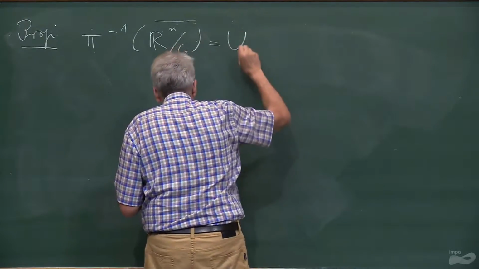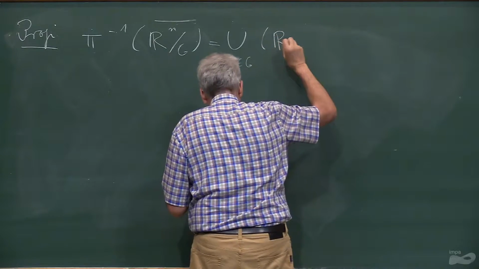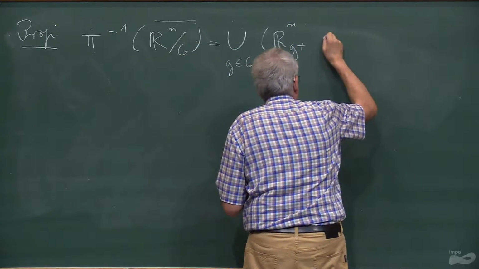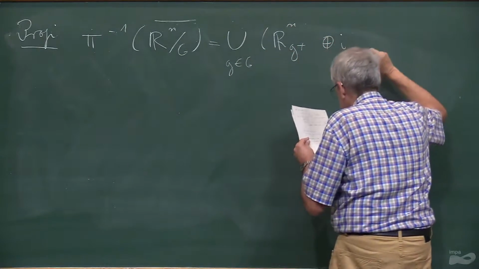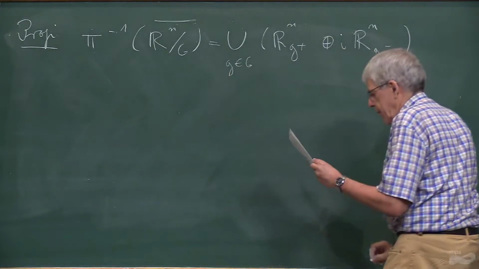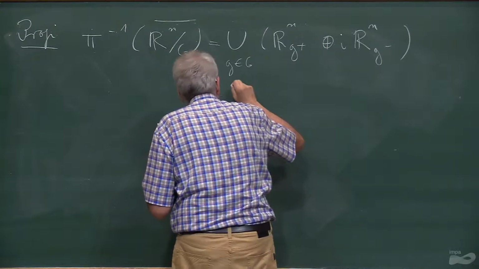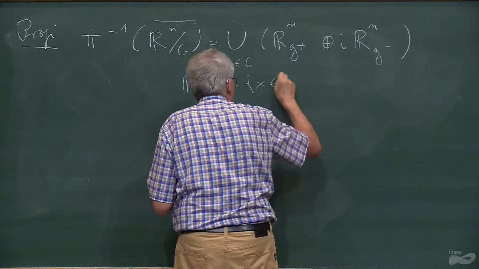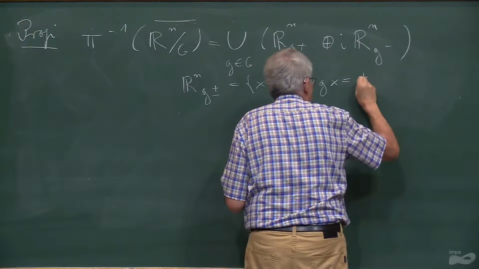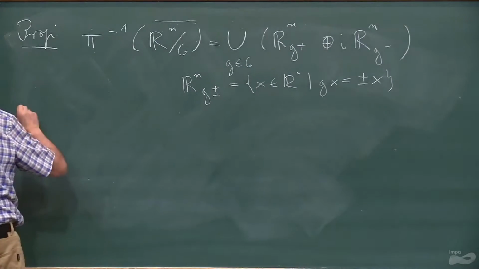is equal to the union over all group elements g of Rn_g plus, direct sum with i, the imaginary unit, Rn_g minus, where Rn_g plus minus is equal to the set of all x in Rn such that g of x is equal to plus minus x. And let me give a quick proof of this proposition.